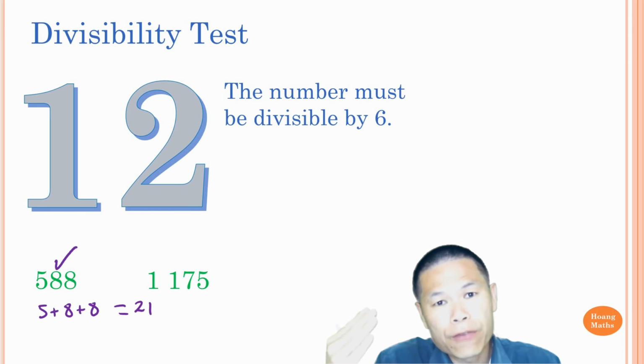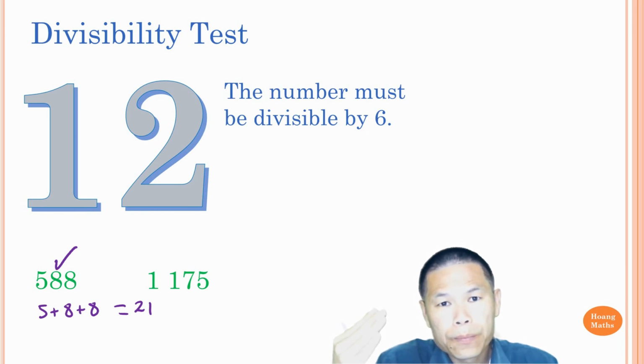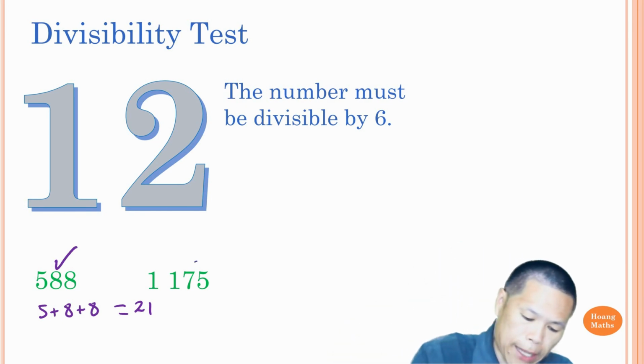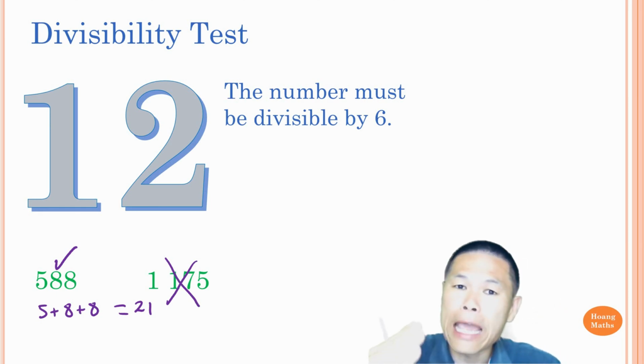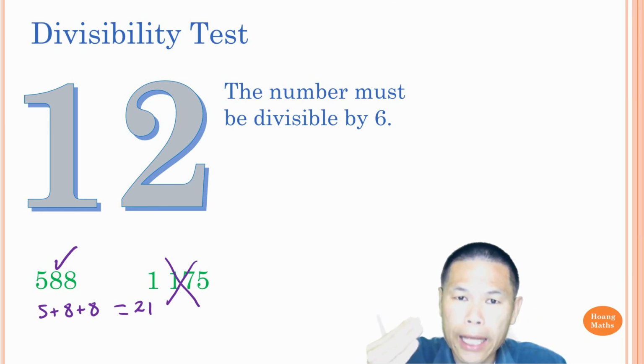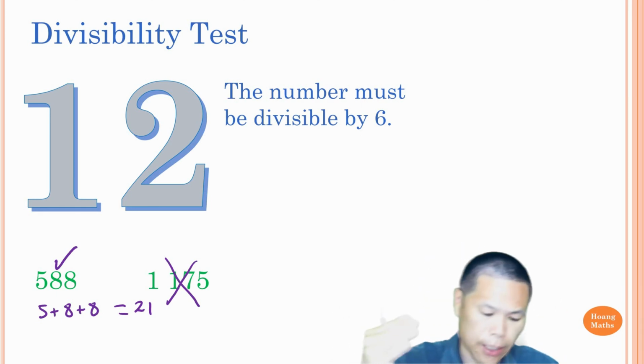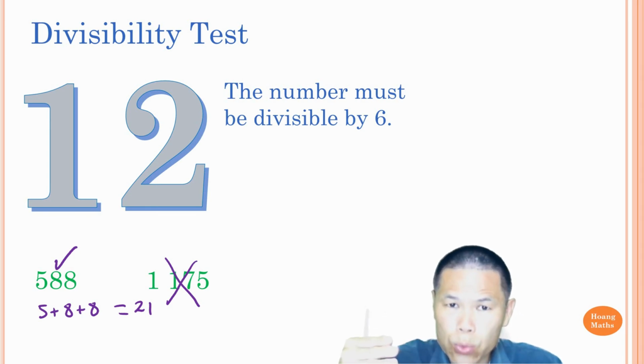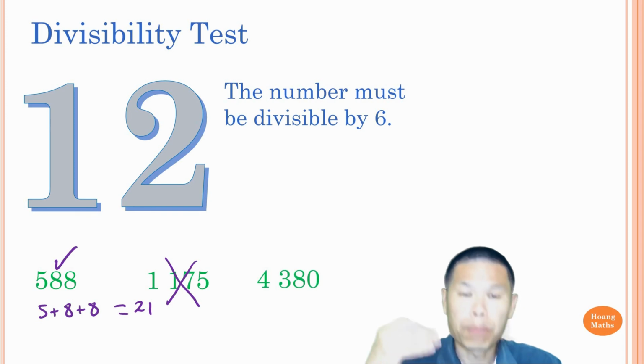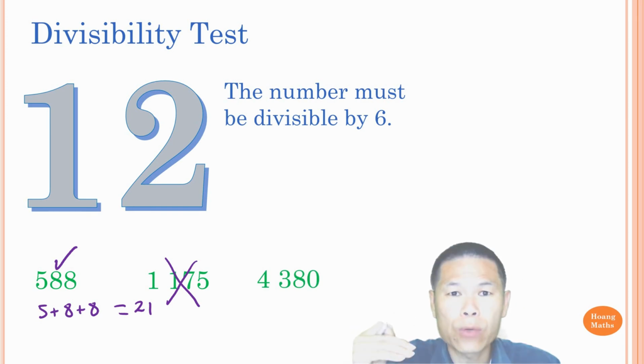Next one, 1175. Is this divisible by 12? That's right, it's not divisible by 12. So the first thing is it has to be an even number, okay? And then you work out further, right? So this one is not even divisible by 2. So therefore, it's not divisible by 12, okay? Now, please pause the video and try this one yourself.